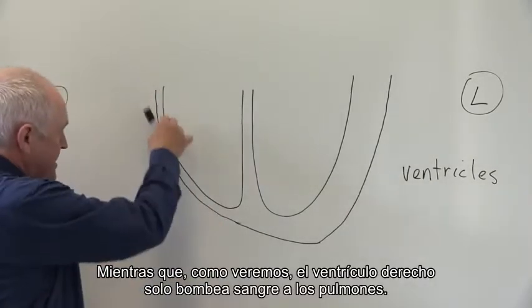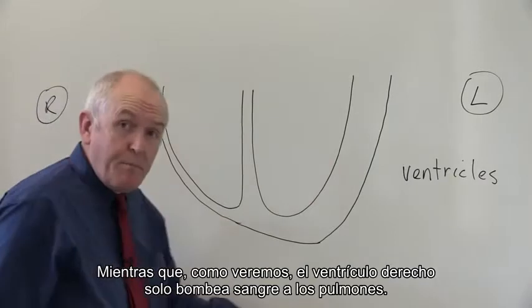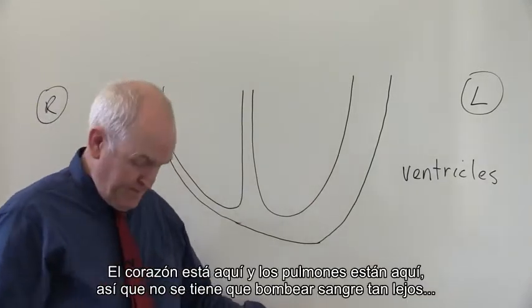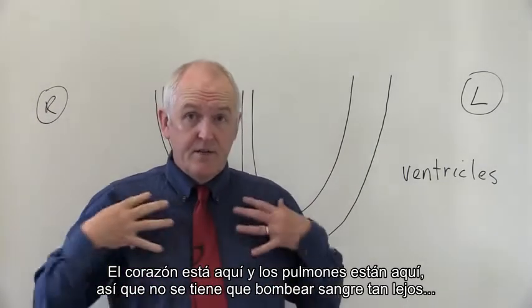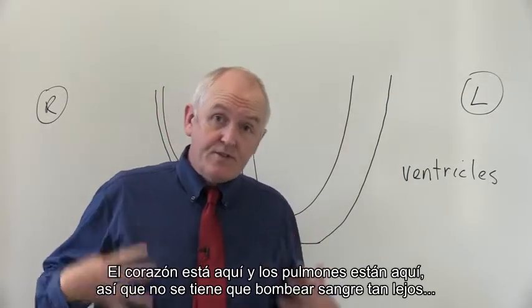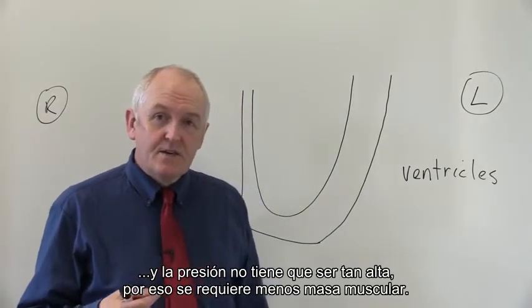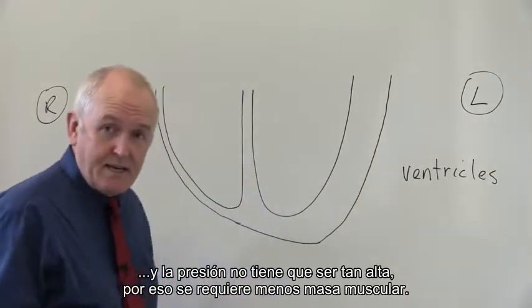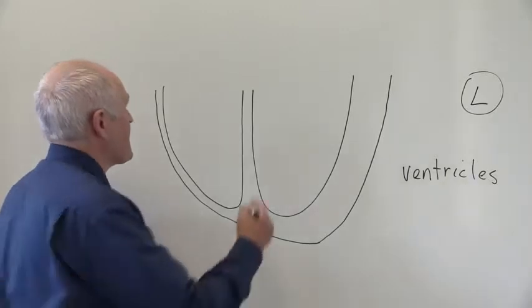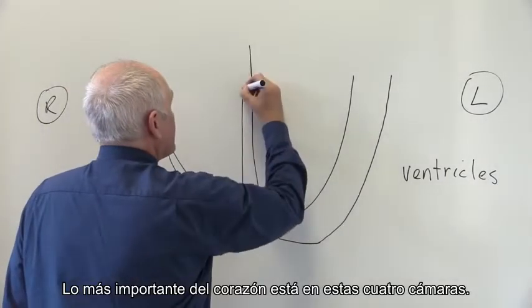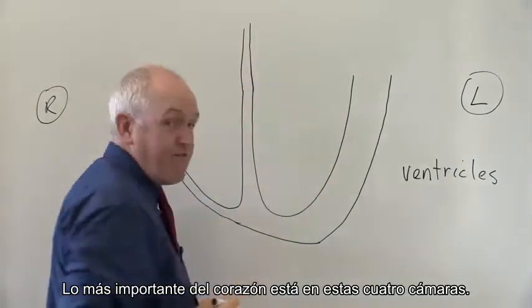Whereas, as we'll see, the right ventricle is only pumping blood to the lungs. And if the heart is here, then the lungs are only here. So there's not as far to pump the blood, so the pressure doesn't have to be as high, so the amount of muscular mass required is less. Now, the key thing about the heart is it's in these four chambers.